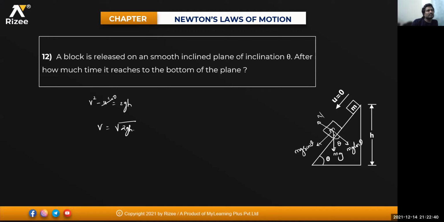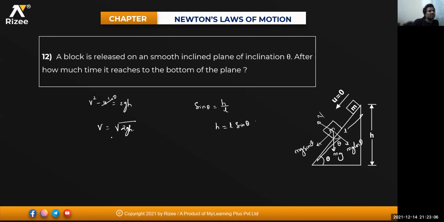Now can I write the h in terms of the length of the inclined plane, beta? So what will be the length? Sin theta will be equal to h over L. Sin theta is equal to opposite by hypotenuse. So h value will be equal to how much, beta? L into sin theta, isn't it?